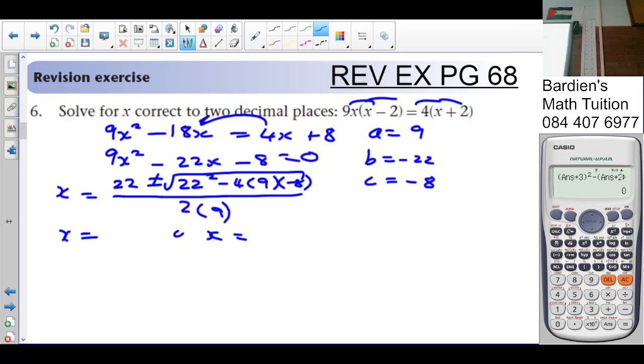Okay. Punch it in the calculator. It's going to be 22 plus the square root of 22 squared minus 4 times a times c over 2 times 9. If you said leave your answer in surd form, then that would be the answer. Okay. But you want decimal, so it's 2 comma 77. So it's 2 comma 77, since the third digit is greater than or equal to 5. And on the other end we have negative 0.32. Is that correct? Okay.